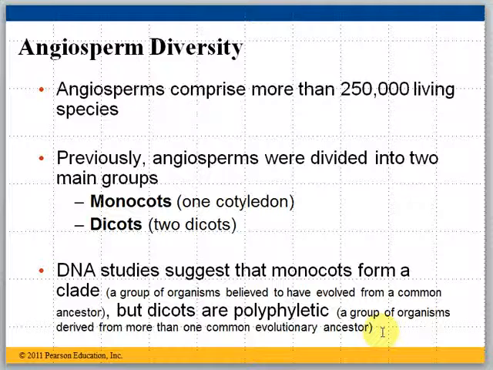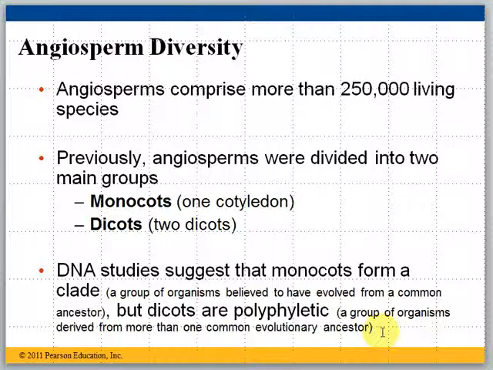DNA studies suggest that monocots form a clade, which is a group of organisms believed to evolve from a common ancestor. So all of the monocots come from one single common ancestor, we believe. But the dicots are polyphyletic, which means dicots are not a clade. It's a group of organisms derived from more than one common evolutionary ancestor. So you wouldn't say all the dicots fall under one common ancestor. So we're now subdividing this out. When I was in high school, we just divided them into monocots and dicots, but we're further subdividing now as we learn more information.